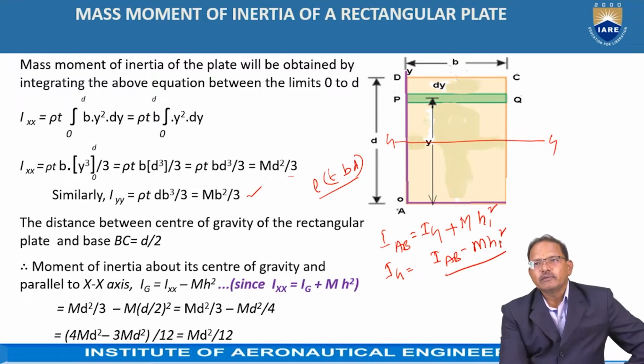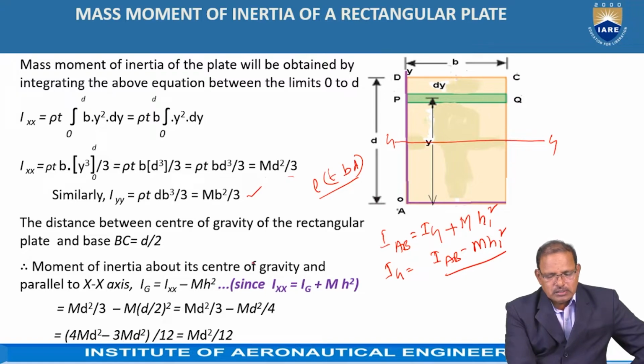This principle is useful for determining the mass moment of inertia of the body about the centroidal axis. According to the parallel axis theorem, IG is equal to Ixx minus m h square. Ixx we already determined as m d square by 3, and h1 is half of the depth, that is d by 2 whole square. In other words, m d square by 3 minus m d square by 4.